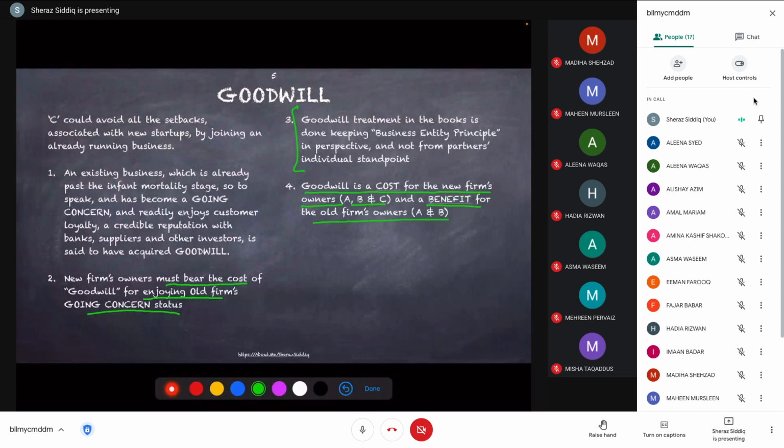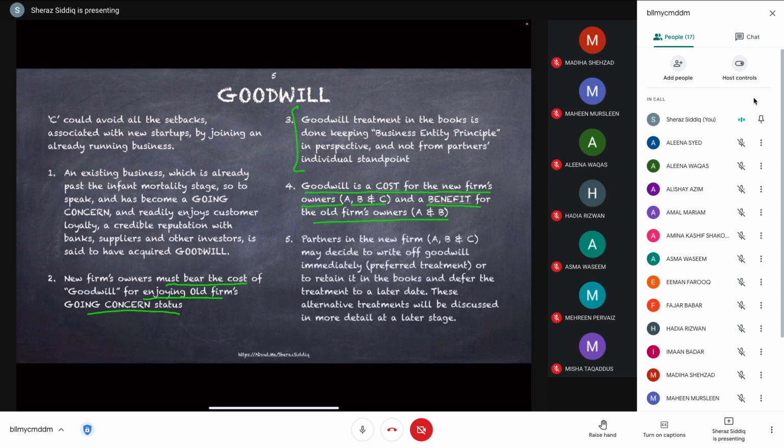So point number 4 is the most important point here to understand all the further treatment of goodwill. And finally, point number 5, we will postpone for a while. Point number 5 is about alternative treatments of goodwill. We will discuss the alternative treatments when we are done with the basic treatments. It tells us that partners in the new firm may decide to write off goodwill immediately, which is the preferred treatment, or to retain it in the books and defer the treatment to a later date, which is not a preferred treatment. The alternative treatments will be discussed in more detail at a later stage.